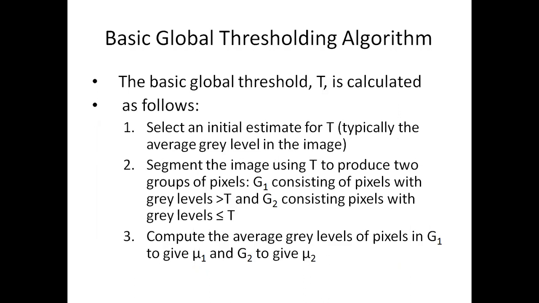First, we select an initial estimate T. Then we segment the image using T to produce two groups of pixels, G1 and G2. G1 consists of pixels with gray levels greater than T, and G2 consists of pixels with gray levels less than or equal to T. Then we compute the average gray levels in G1 and G2, which give mu1 and mu2. So first take the initial estimate T and segment the image into two groups of pixels, G1 and G2.